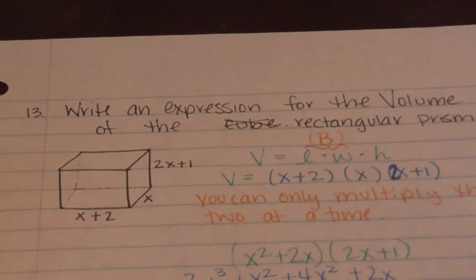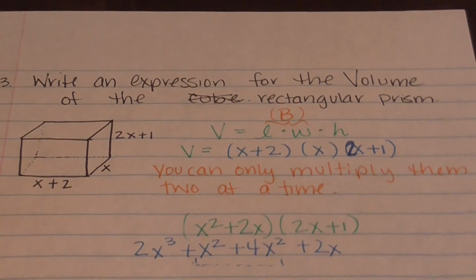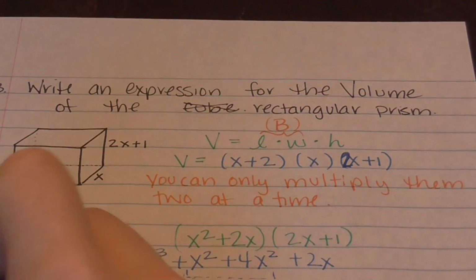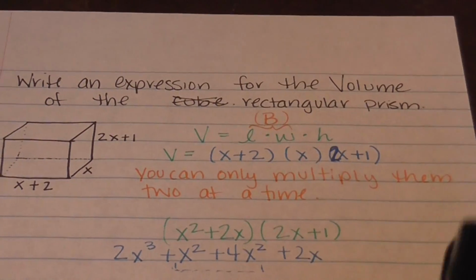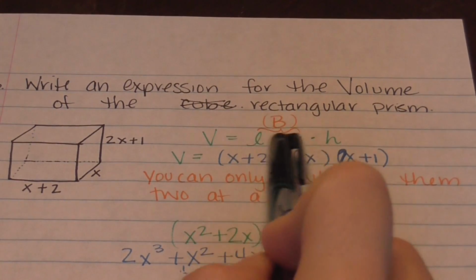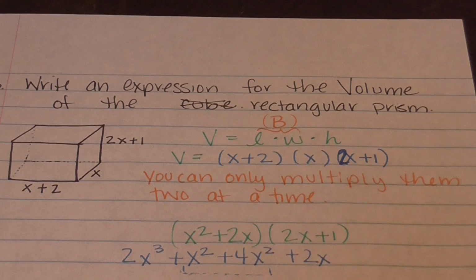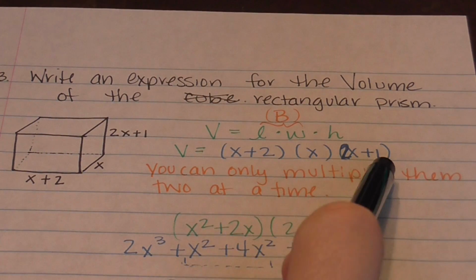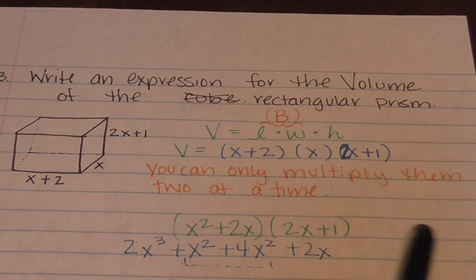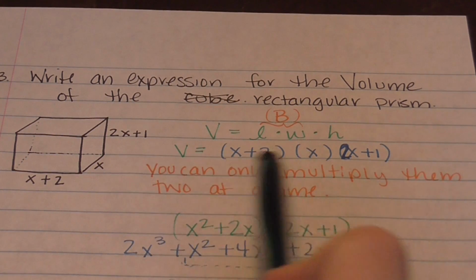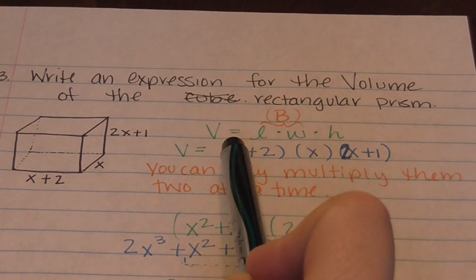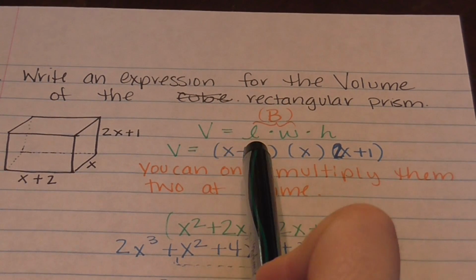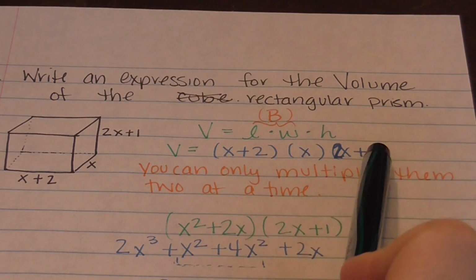Right? Then they get what seems to be a little more complicated, writing an expression for the volume of the rectangular prism. So this one is just length times width times height. So volume is your base area times height, which we talked about as length times width with a rectangle. So I'm just going to plug a length, a width, and a height into my length, width, height formula for volume. You can only multiply them 2 at a time. I'm not trying to distribute this all the way throughout everything. So I'm going to multiply these two first, and then I'm going to take that answer and multiply it times this one.